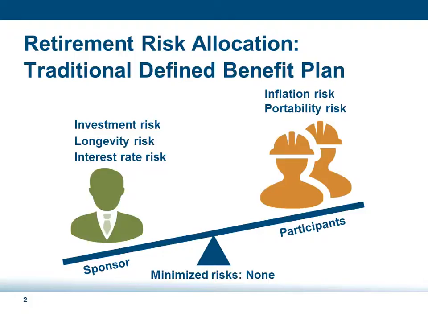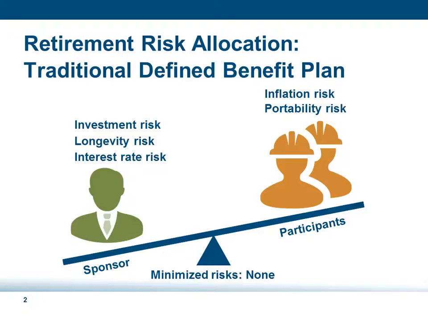Most of the risks are borne by the sponsor, and in fact, the two most difficult risks for the sponsor to bear are borne by the sponsor: investment risk and interest rate risk. I mentioned before that investment risk causes volatile assets and interest rate risk causes volatile liabilities, and the combination of the two is very difficult for sponsors to manage. Longevity risk is also borne by the sponsor, but it's easy for the sponsor to manage longevity risk because of the pooling feature.